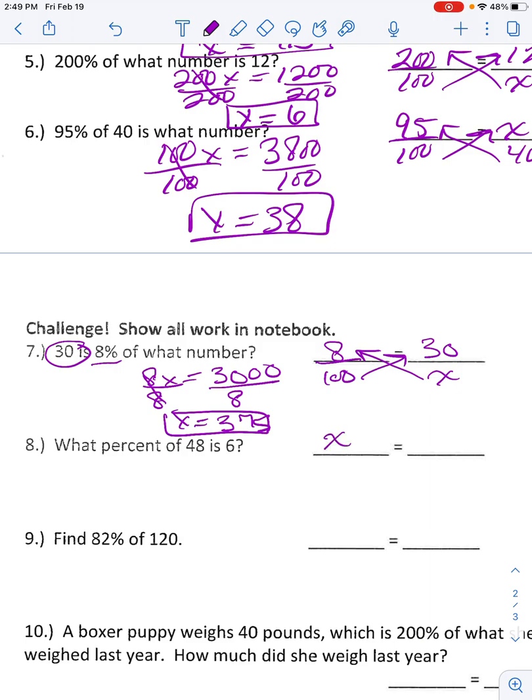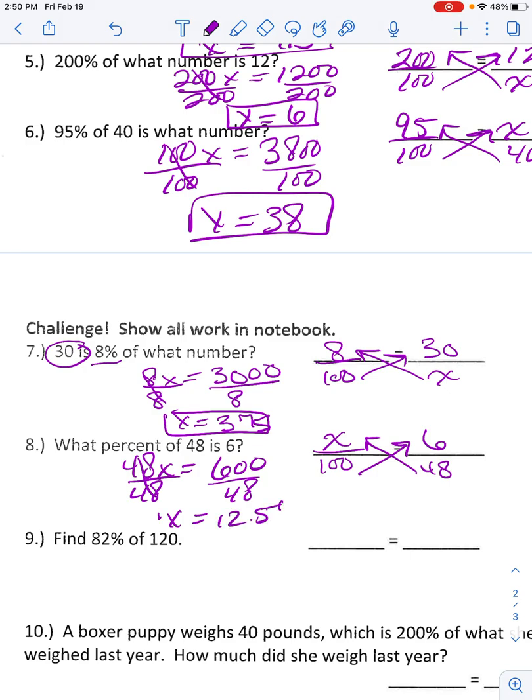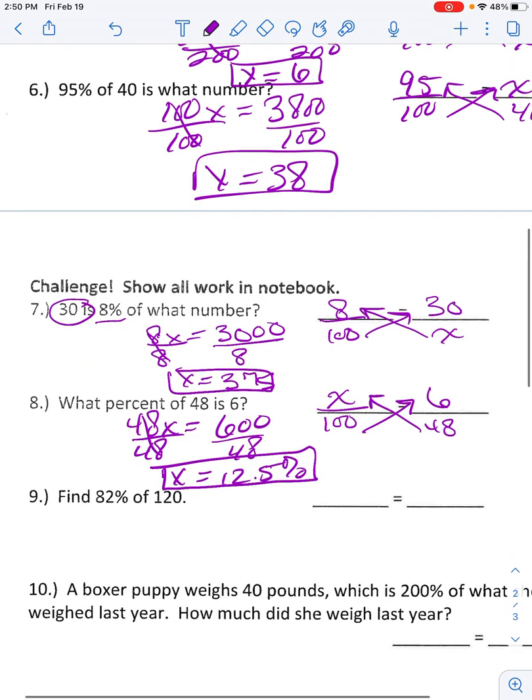Okay. What percent? Now we're doing x over 100. Of 48 is 6. What percent, I'm solving for the percent now, 48 goes on bottom, is 6 goes on top. We're still doing cross products. 48 times x is 48x. 100 times 6 is 600. And we're going to divide by 48. So when you do 600 divided by 48, you get 12.5. And it said what percent, so let's make sure and label with a percent sign.